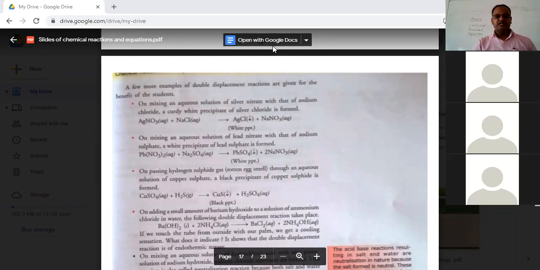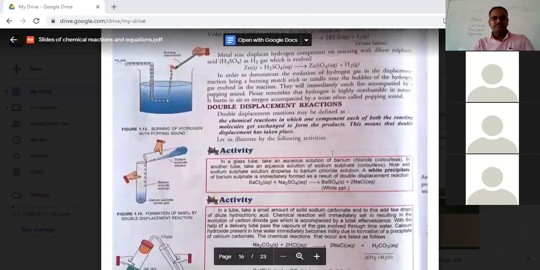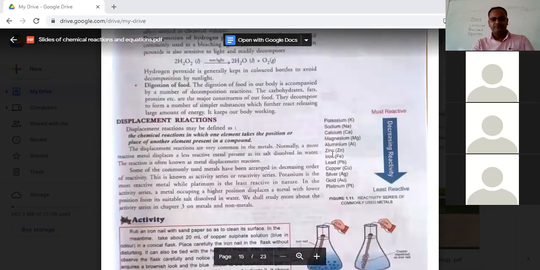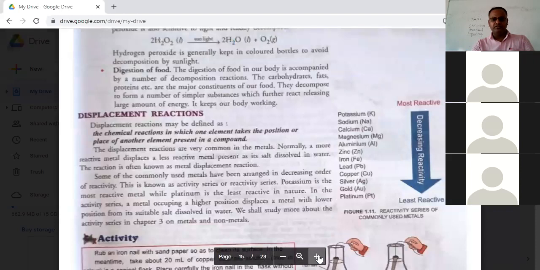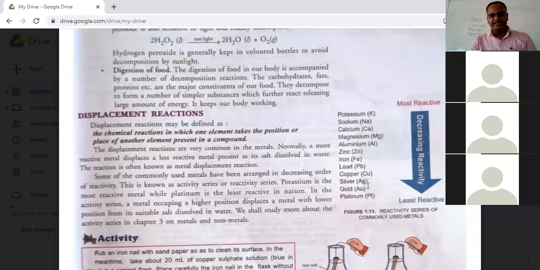Tanvi, you tell me, as we have seen in the reactivity series, which one is least reactive in the reactivity series? I have also highlighted the reactivity series. Platinum. Platinum, okay. Remember, students, there is no shortcut. You have to memorize the reactivity series well. So this is the reactivity series.